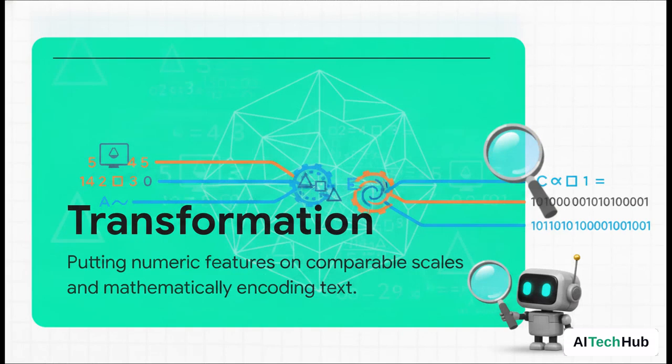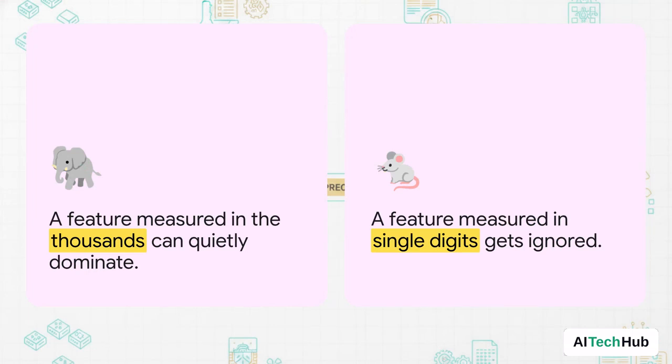Next up is transformation. Now, what's really fascinating here is how this step levels the playing field for all your variables. Machine learning models, they take everything super literally. So if you don't transform your data, the underlying math gets severely, dangerously distorted. Think about it like this. Without scaling, a feature measured in the thousands will quietly and unfairly dominate a metric that's measured in single digits.